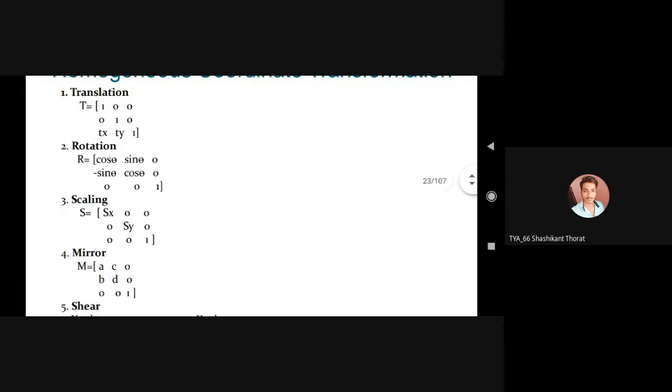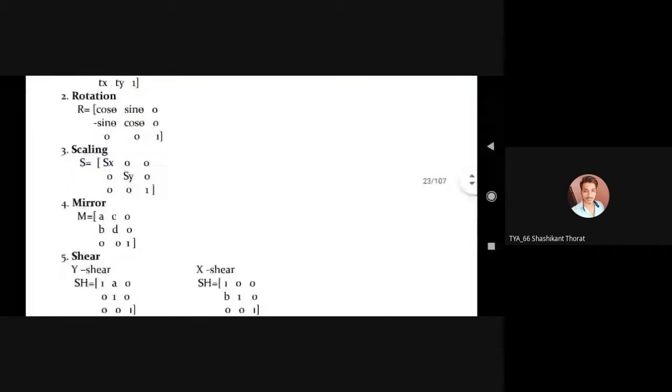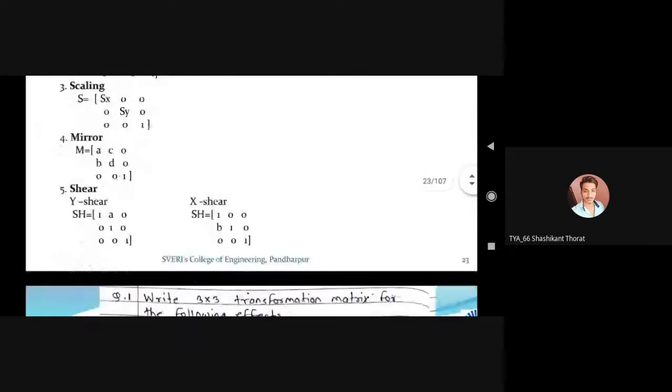Now scaling, sx and sy, and only one column and one row they have added. Okay, so this is a little bit of a difference for the homogeneous form. Now mirror also: a c 0, b d 0, 0 0 1. That value will also be given in the problem. Here also the same: 1 a 0, 0 1 0, 0 0 1.